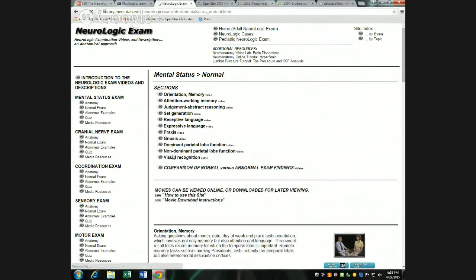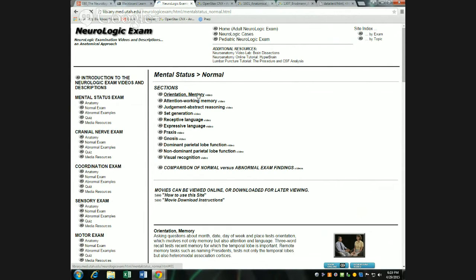This lists the different tests that are performed, okay? And this, again, is for the mental status. So in going through this exam, you test a person's orientation. Do they know where they are, what day it is, that kind of thing? Do they know their name?